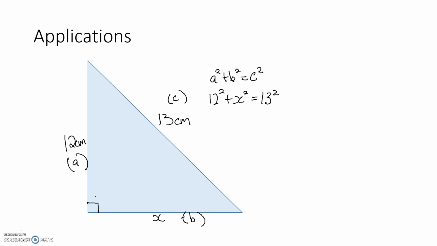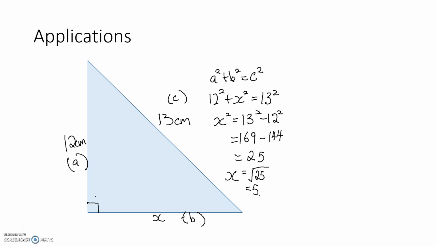Now you notice that x squared is the subject of interest, which means we need to make x squared the subject. So we deduct 12 squared from both sides. I'm struggling not to use the words bring over, because that's not mathematical. So 13 squared, using mental sums, is 169, and 12 squared is 144. This is 25. x squared is 25. Remember this is still x squared, this is not x. You need to square root both sides, and we get x equals 5 cm.